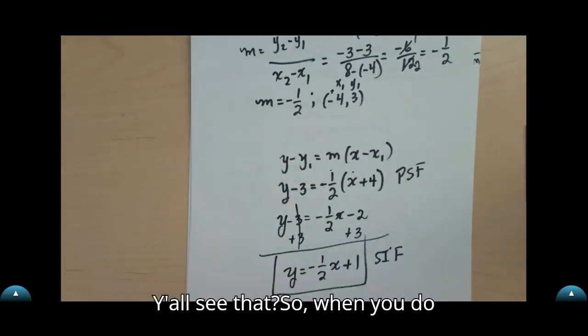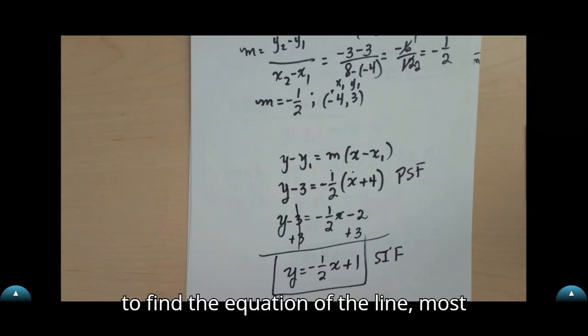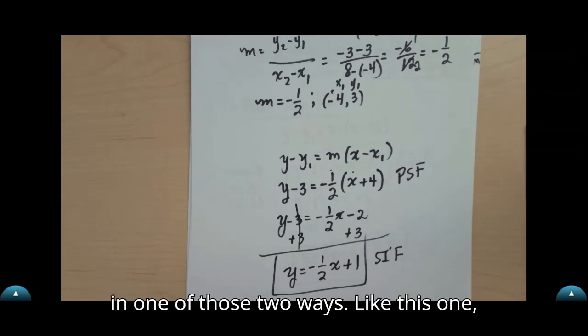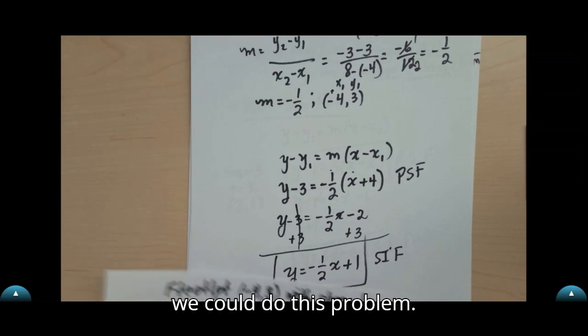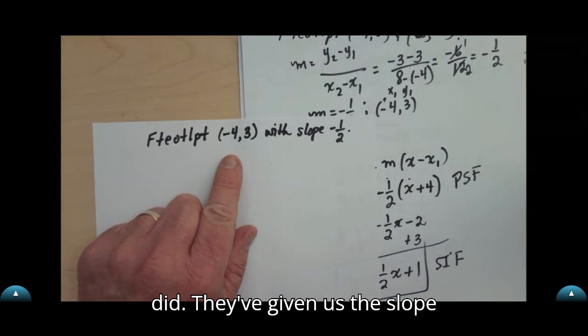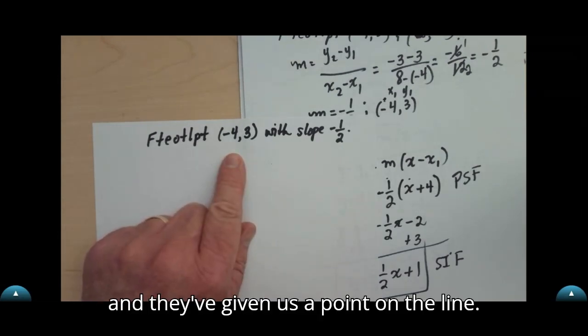Y'all see that? So when you do these problems where they're asking you to find the equation of the line, most all the time, they've got to ask it to you in one of those two ways. Like this one, we could do this problem. This is like the first one of those we did. They've given us the slope and they've given us a point on the line.